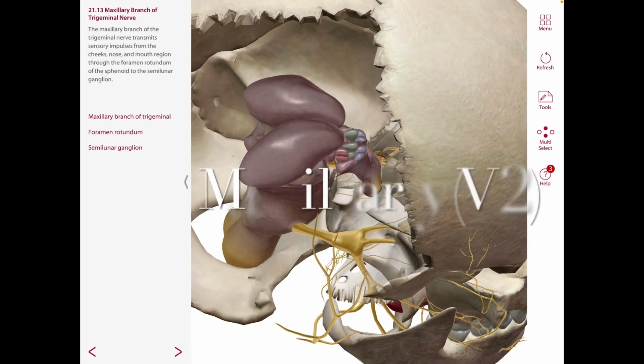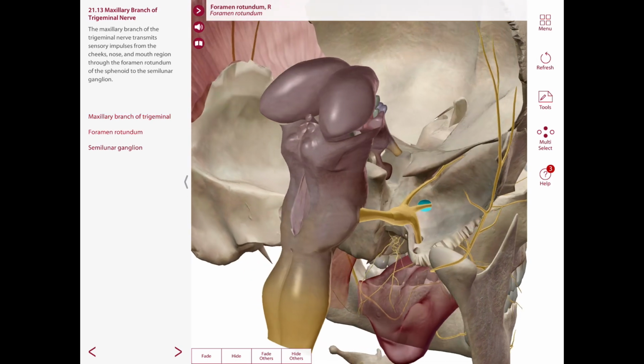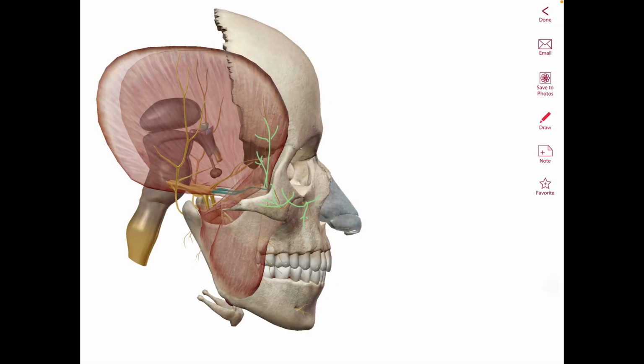The maxillary branch of the trigeminal nerve supplies a small part of the nose, the lower eyelid, the prominence of the cheek, the upper lip, and the anterior part of the temporal region, and it passes through the foramen rotundum. The branches include the infraorbital nerve, which is a direct continuation of the maxillary nerve, and it emerges from the infraorbital foramen and gives off branches that supply the lower eyelid, the upper lip, and the ala of the nose.